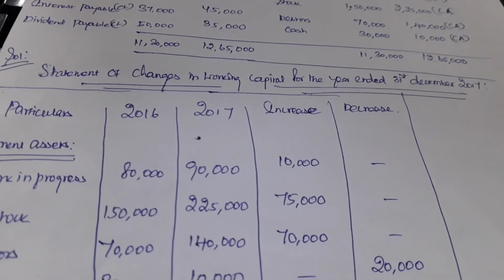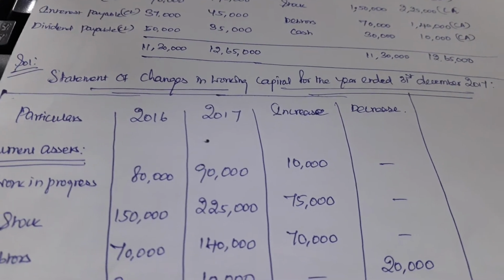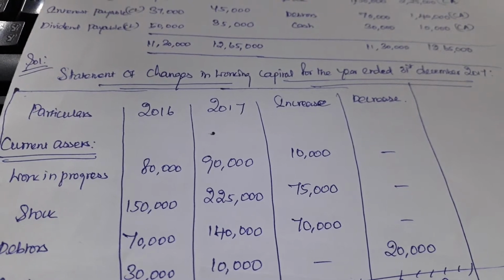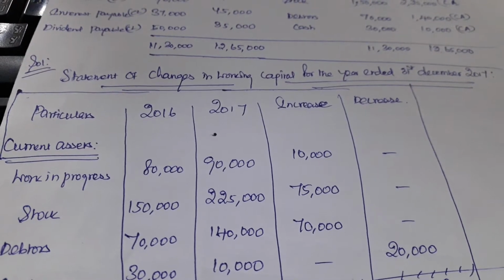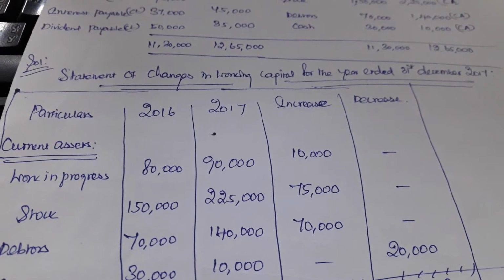The title would be the statement of changes in working capital for the year ended 31st December 2017. Then the subtitle: particulars, 2016-17, increase in working capital and decrease in working capital.